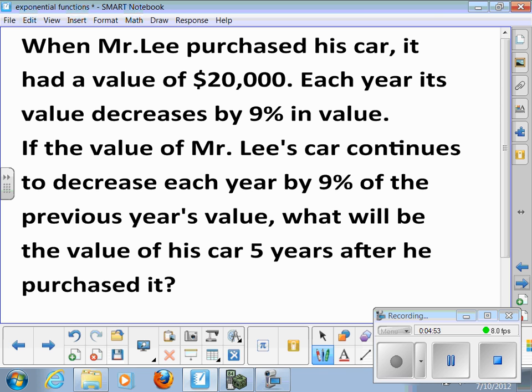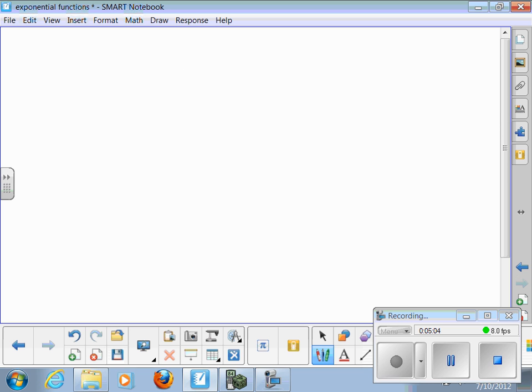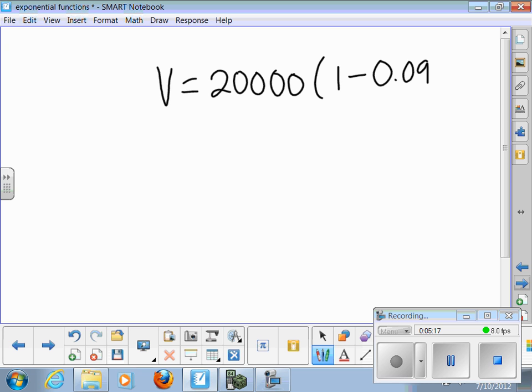Now we could just find out what 9% was and subtract that each time, but let's use an exponential equation. So we'll say the value of his car started out at 20,000, and then we multiply by 1 minus the 9%, 0.09, raised to the 5th power. So we start out with the original value, but we take away 9%. So the value is 20,000.